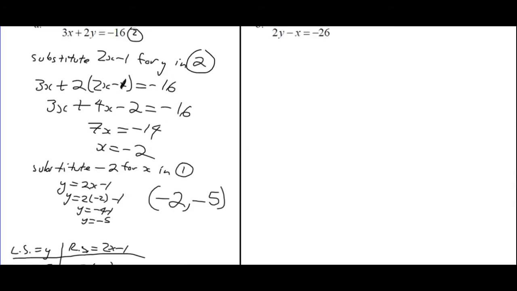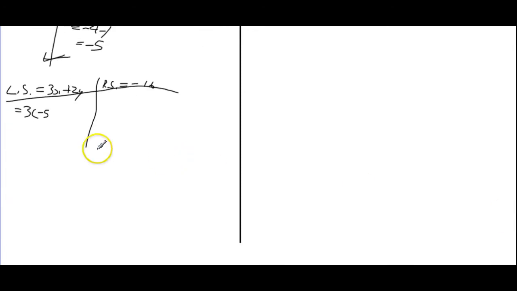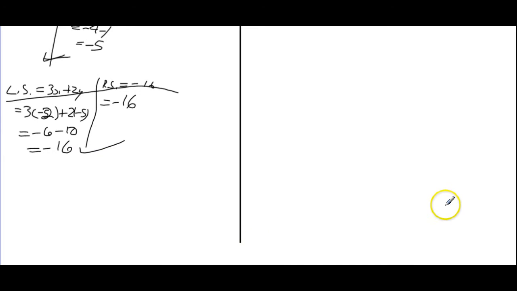And we're now going to do the same thing in equation 2, which is 3x plus 2y. So the left side is 3x plus 2y, and the right side is negative 16, so that's 3 times, let's get the point right, negative 2, negative 5, so 3 times negative 2 plus 2 times negative 5, which is negative 6 minus 10, which is negative 16, and this is negative 16, so that checks. And we also want to verify this by graphing.